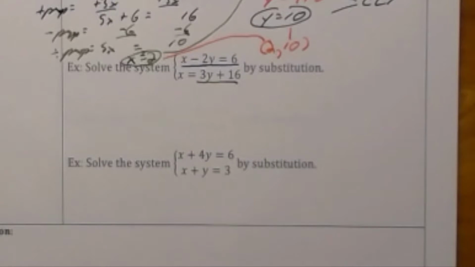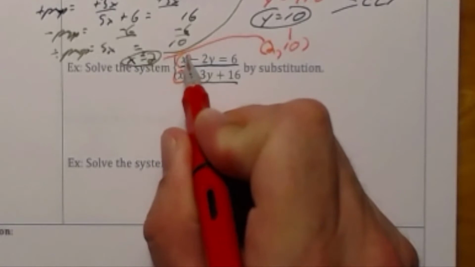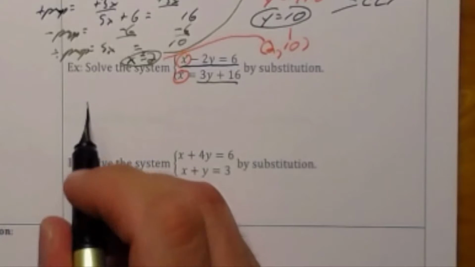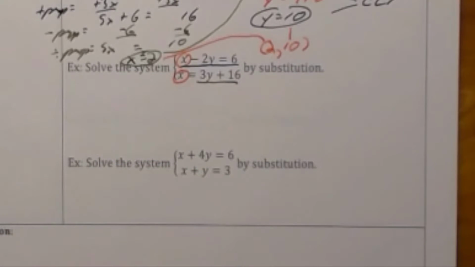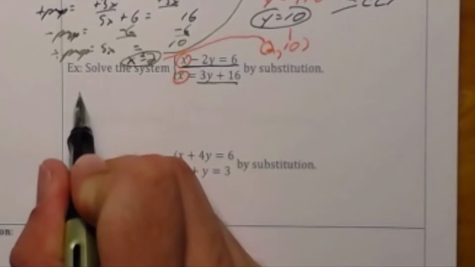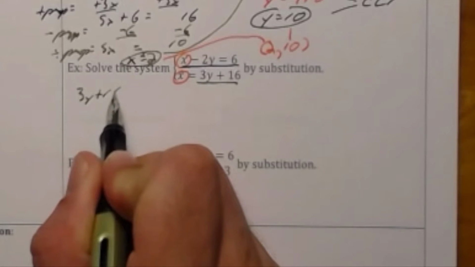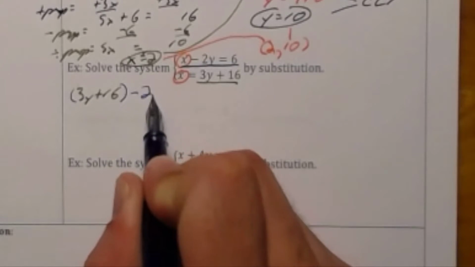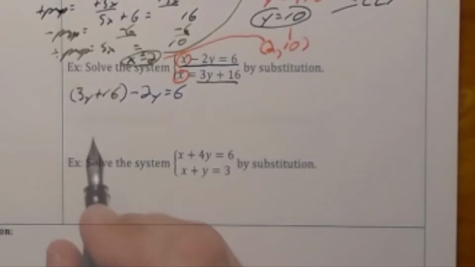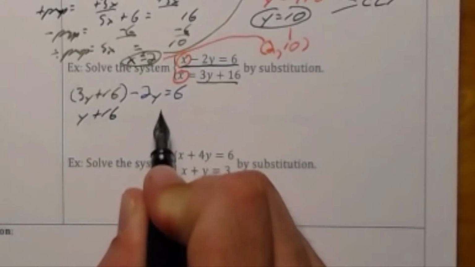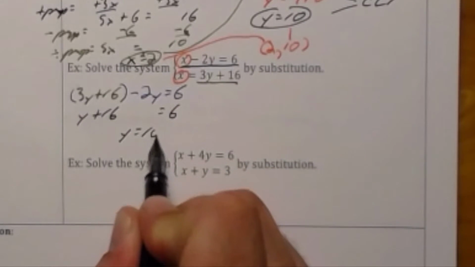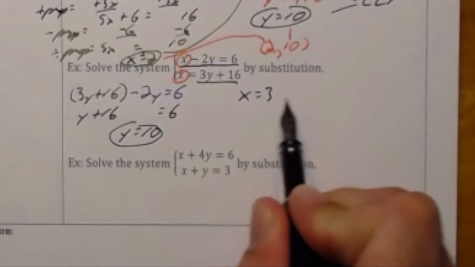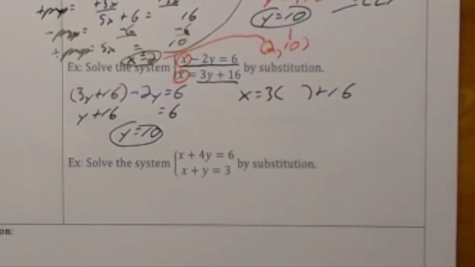I see the x equals 3y plus 16, so I'm going to substitute that x into the top equation, giving me a new equation of 3y plus 16 minus 2y is equal to 6, where all I've done is substituted the x value from the second equation into the first equation. All I have to do here is solve for y instead of x as in our step 2. I combine like terms, subtract 16 from both sides, which gives me negative 10 on the right. This video is wrong in that it has a positive 10.